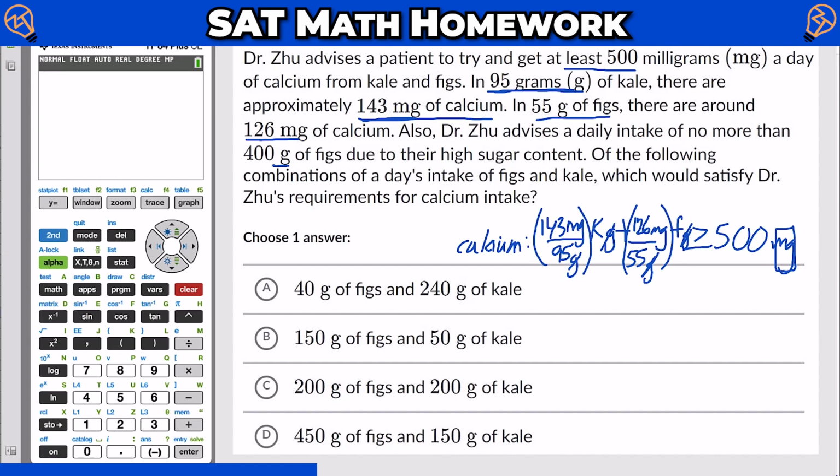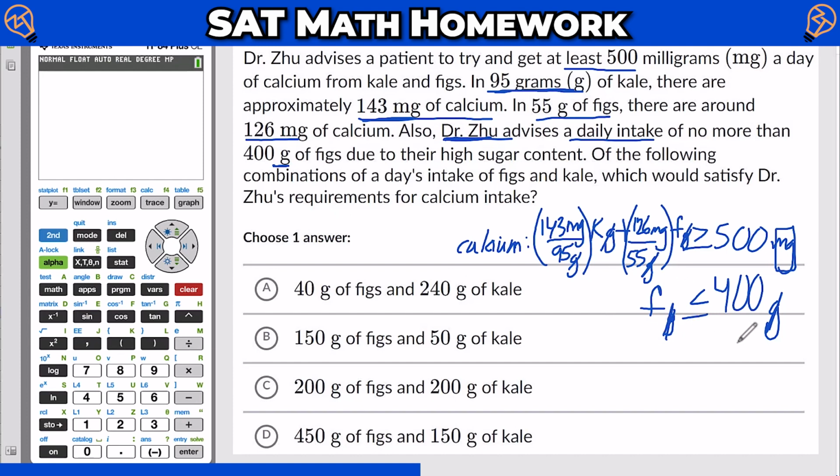And then the only other condition that we have from Dr. Zhu here is that the daily intake should be no more than 400, keep in mind grams, so 400 or less for the actual mass of the figs. And that was in grams anyway, so we're good to go there. Well, now we have a system of linear inequalities, but remember with linear inequalities, it's different than linear equations. So I wouldn't use solve systems here, but we can go ahead and figure out now which combination would satisfy these specific conditions.